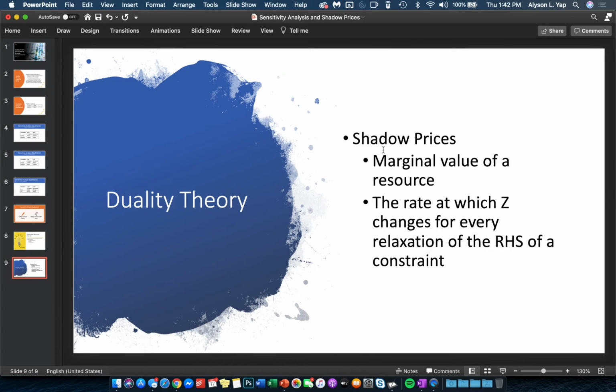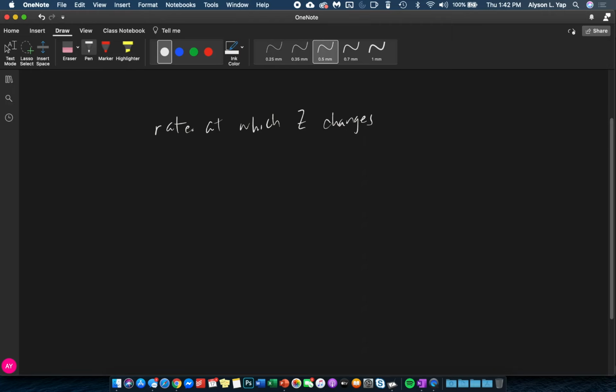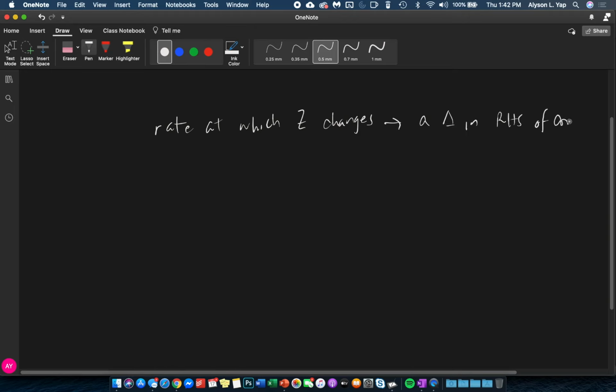Okay, and in this case, we look at the rate at which z changes for every relaxation. And if you remember, relaxation means a change in the right-hand side of a constraint for the better. So the shadow price is the rate at which the z of your linear programming model changes, pitted against a change in the right-hand side of your constraint.